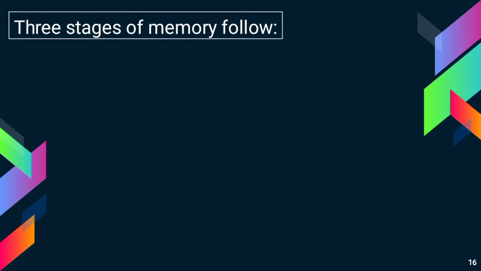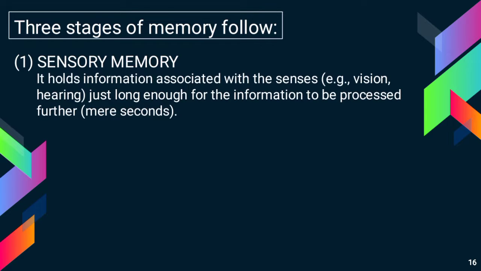Although this theory doesn't have developmental stages, we have systems or stages in our memory which are responsible for transferring information from one stage to the next. First, we have the sensory memory. It holds information associated with the senses, for example, vision, hearing, just long enough for the information to be processed further, or mere seconds. So it refers to what we are experiencing through our senses at any given moment.